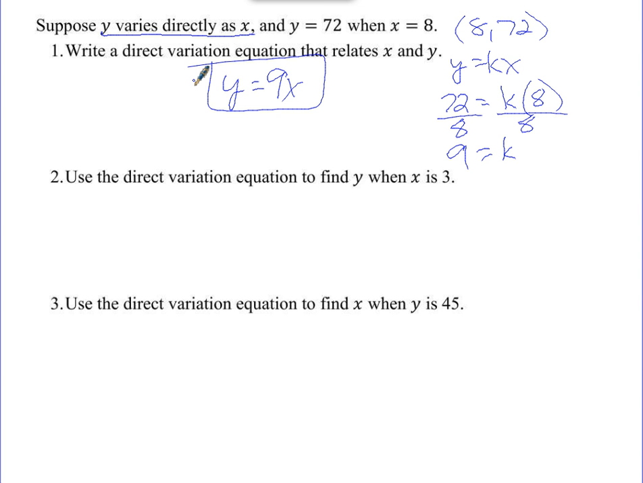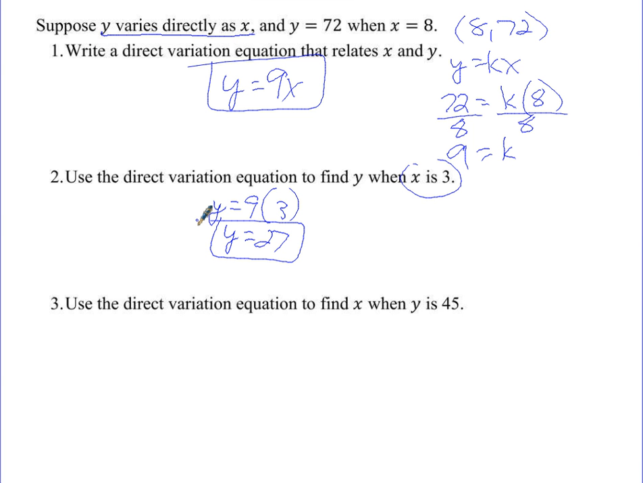So now that we know the equation, we can use the direct variation equation to find y when x is 3. So they're saying x is 3 now. What's y got to be? So I go y equals 9 times 3, which is, what's 9 times 3? 27. That's your answer. When x is 3, y has to be 27 because of my equation.